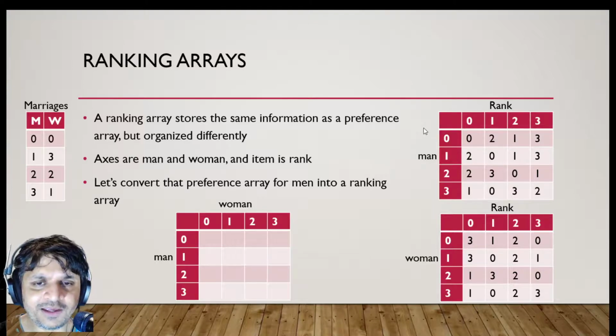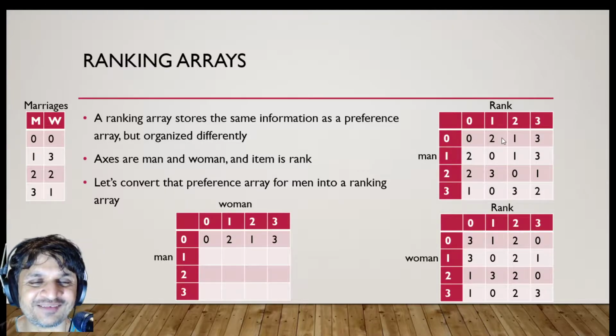So how can I fill in this data? Remember, it's the same data as this array. We said it's just organized differently. Let's say I have man naught, woman naught. What's the ranking? 0. So I can fill in a 0 over here. Similarly, man naught, woman 1. I want to fill in a ranking here. What's the ranking? 2. So I fill in 2. Man naught, woman 2. What's the ranking? 1. Man naught, woman 3. What's the ranking? 3. That happens to look the same as the original, but that's just coincidence, right?